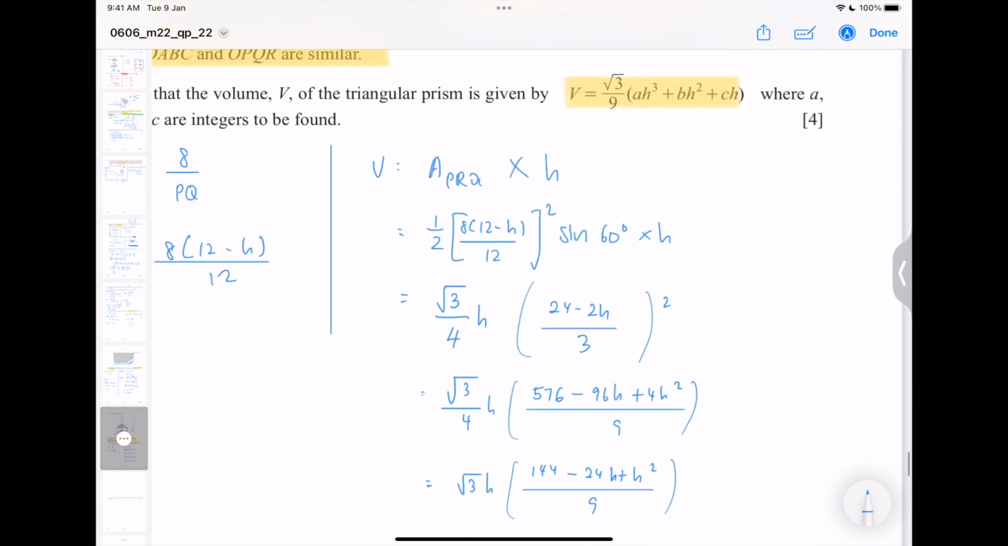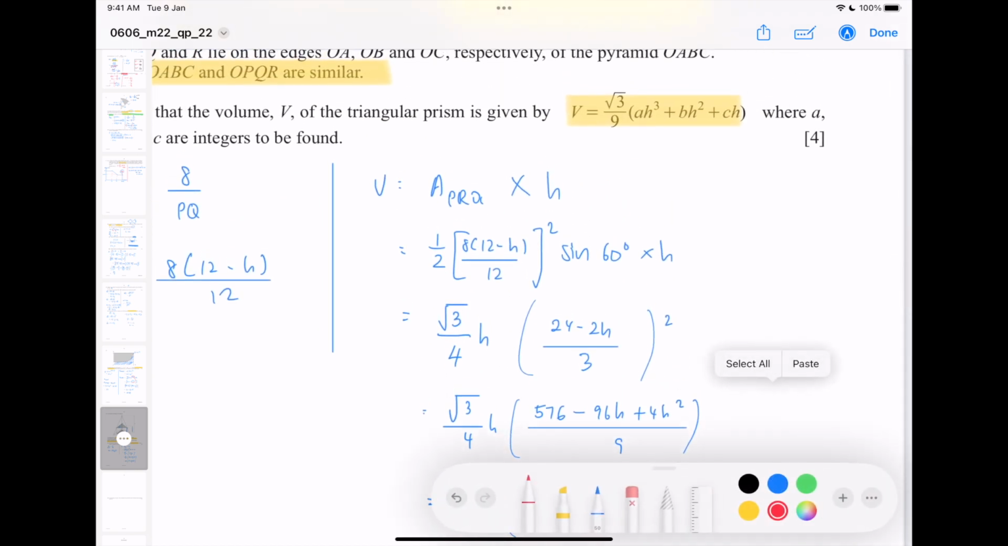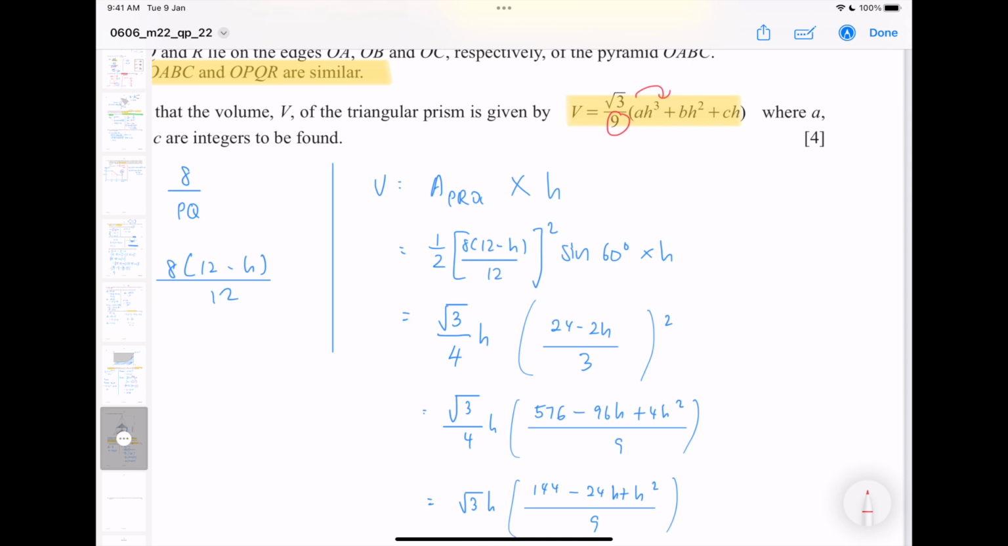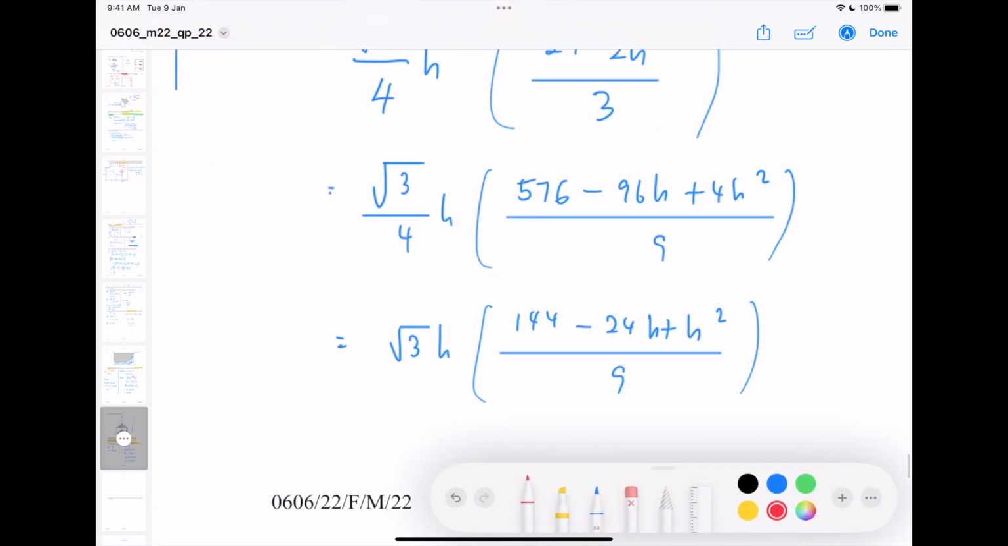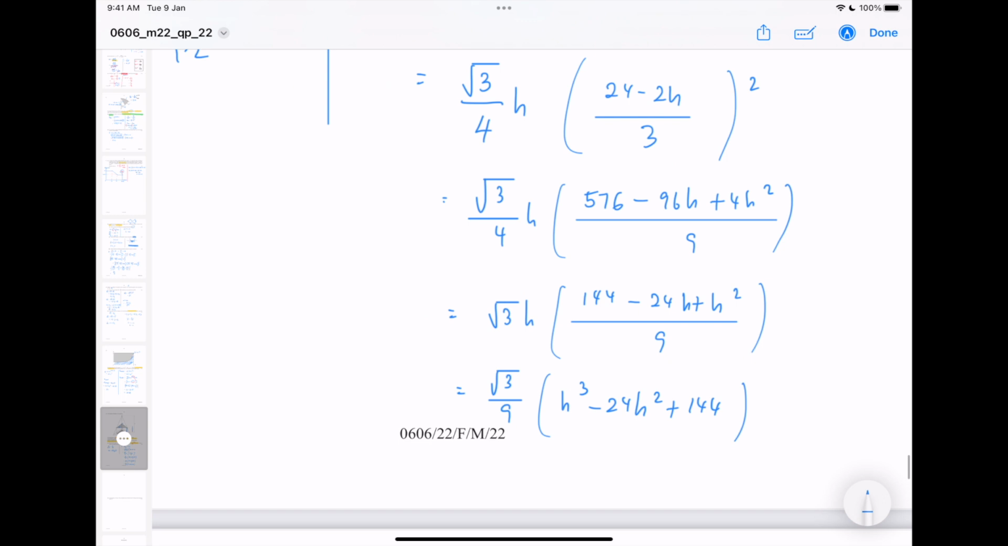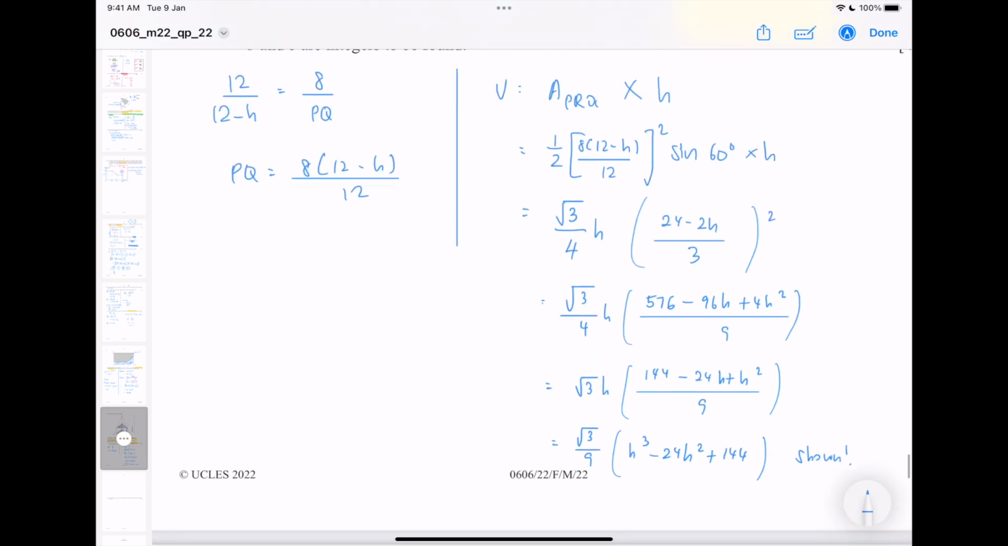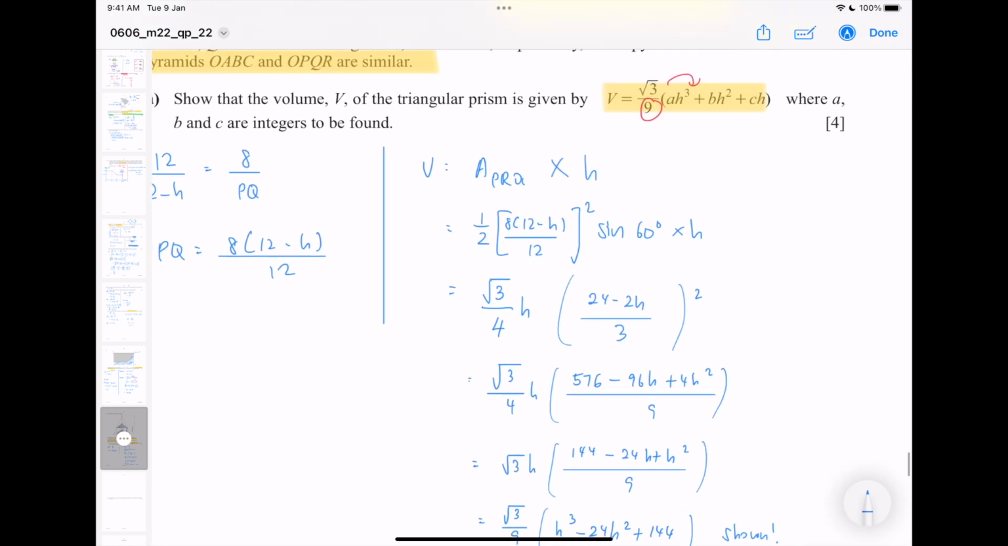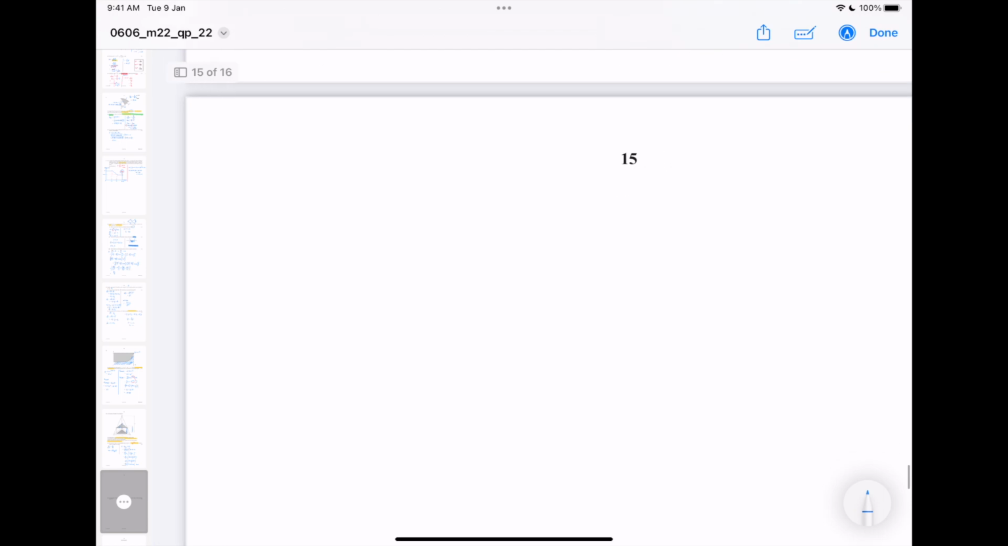How far am I from my answer? I need to bring the 9 out and the h in. So it's going to be surd 3 over 9 times h cubed minus 24h squared plus 144h. Yeah, that should be it. So shown. Done. Nice.